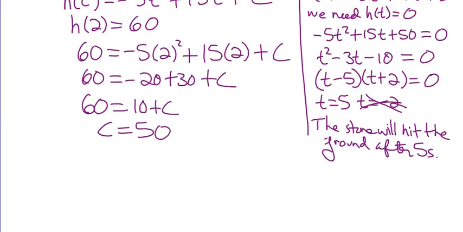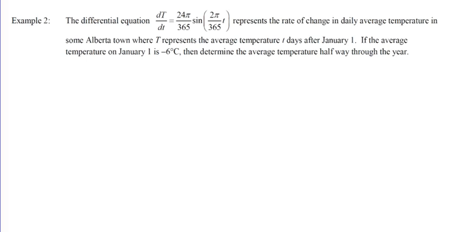Okay, everybody good? The differential, oh, we've seen this one too. Differential equation dT by dt is 24 pi over 365 times sine of 2 pi t over 365. It's the rate of change in daily average temperature in some Alberta town, where T represents the average temperature t days after January 1st. If the average temperature on January 1 is minus 6 degrees Celsius, then determine the average temperature halfway through the year.